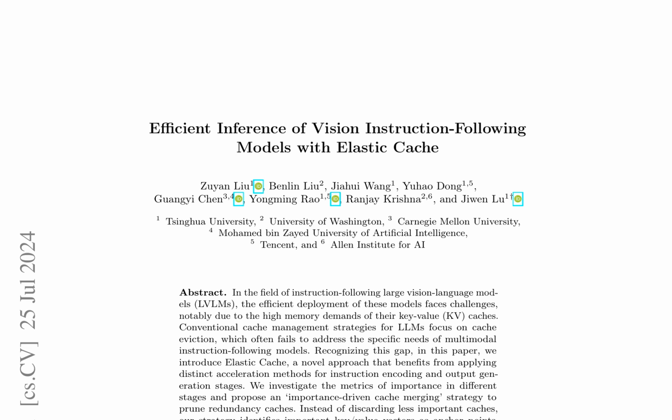output generation stages. In elastic cache, importance-driven cache merging is employed to prune redundancy caches. This strategy identifies crucial key-value vectors as anchor points and merges surrounding less important caches with these anchors, thereby enhancing the preservation of contextual information in KV caches while allowing for an arbitrary acceleration ratio.